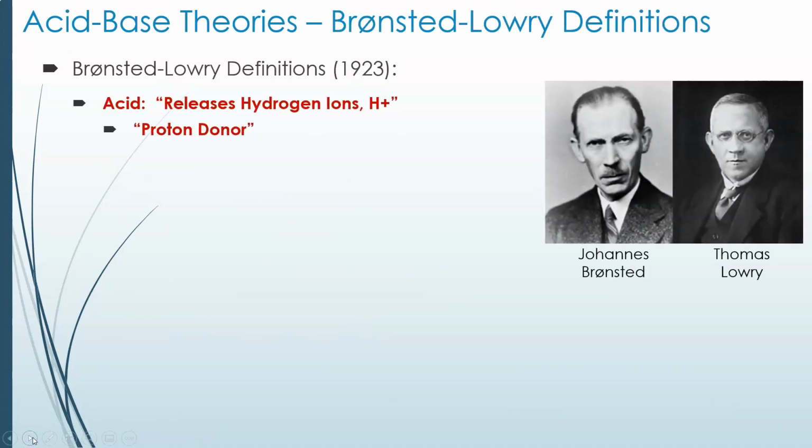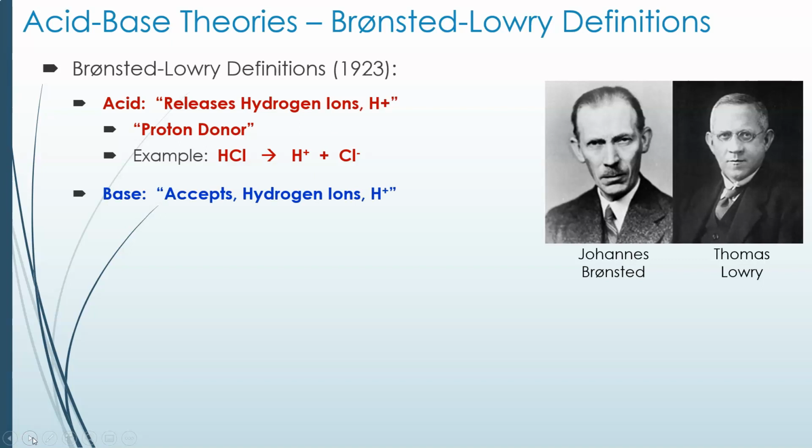Now, almost 40 years later, two other scientists working completely independently of one another, Johannes Brønsted from Denmark and Thomas Lowry from England, came up with new definitions of acids and bases. They both liked Arrhenius's definition of acids, so they kept that the same. Acids are proton donors, they release hydrogen ions, H+ ions, and we have the same example of hydrochloric acid. But they changed the base definition. They made it broader, so it included more types of bases. Their definition says that a base accepts the hydrogen ions. In other words, it's a proton acceptor.